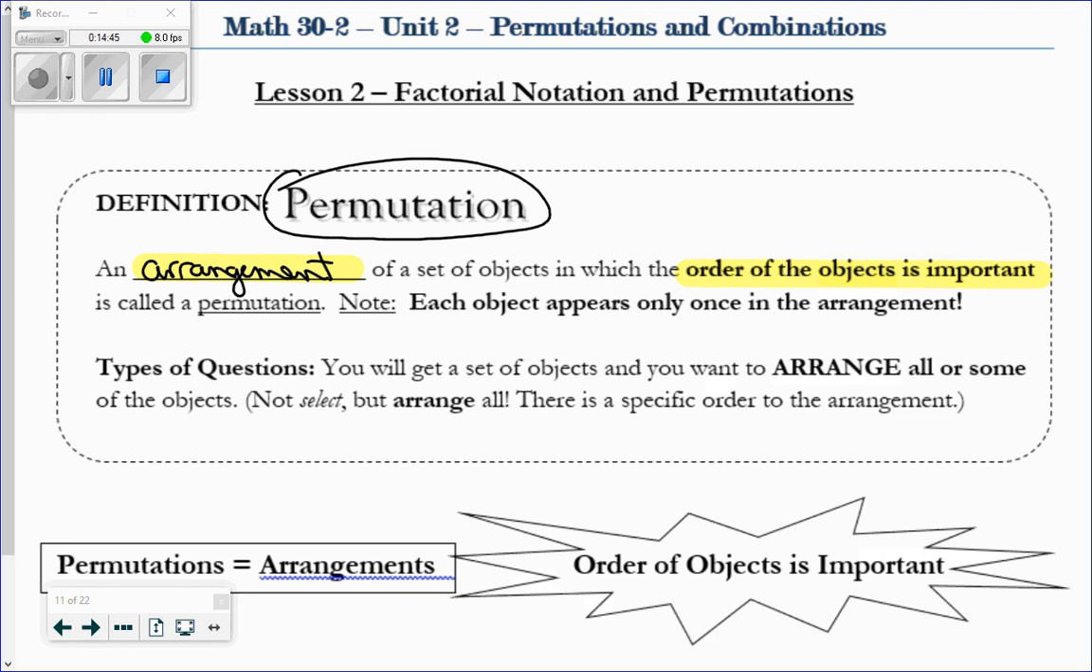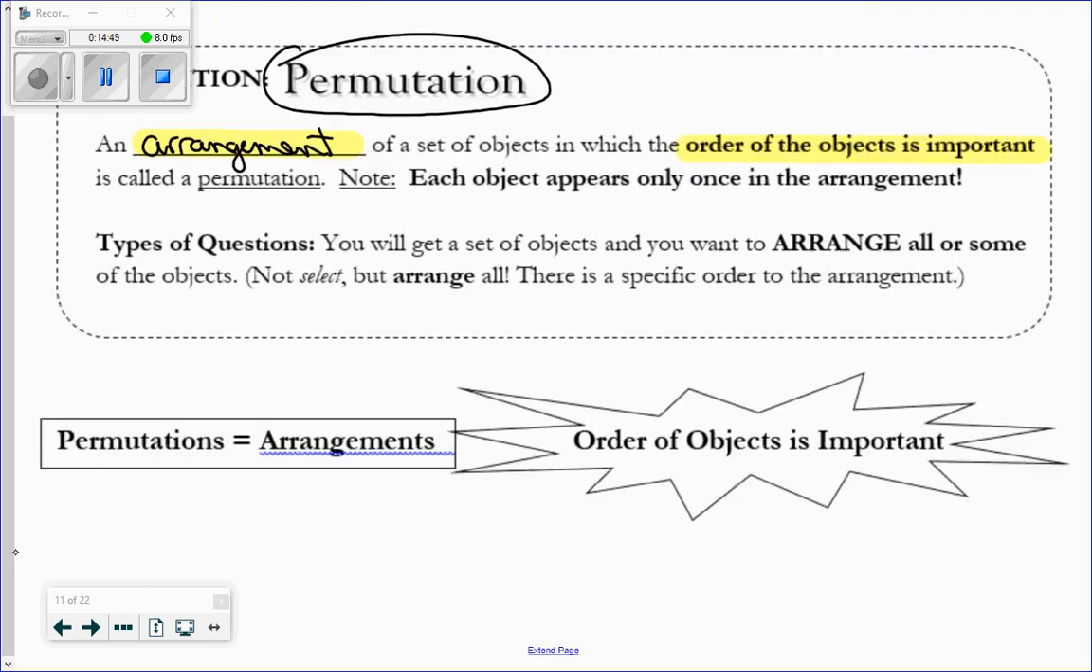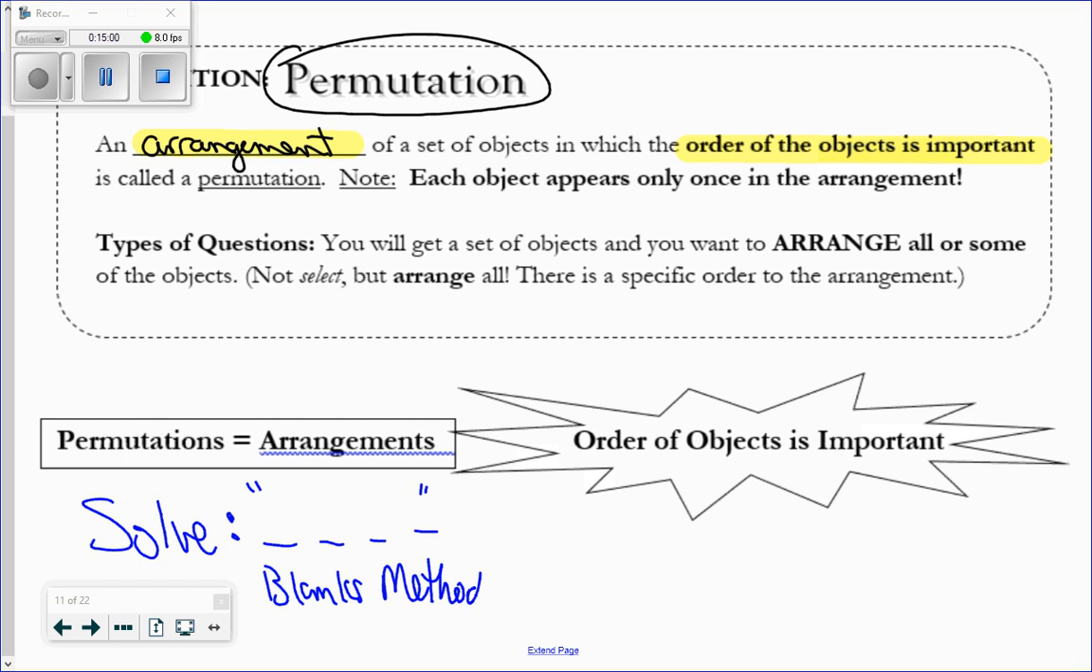Anytime. So the way we solve them, you've got 2 choices. First one is the blanks method. This is the method that I prefer because we've already practiced it in lesson 1. You didn't even know that you were doing a permutation and you were able to do lesson 1. So the blanks method works for all permutations. The key is you have to do the restriction first.